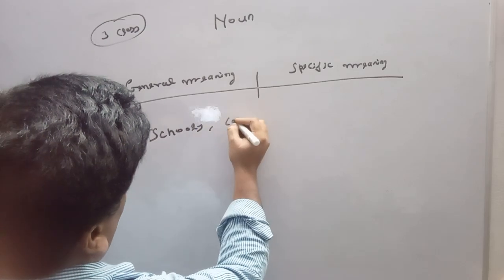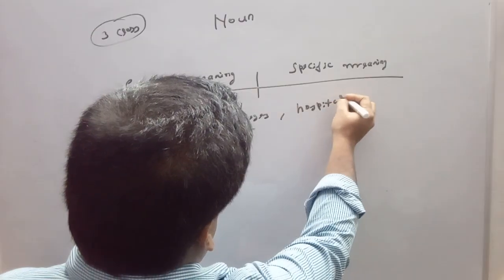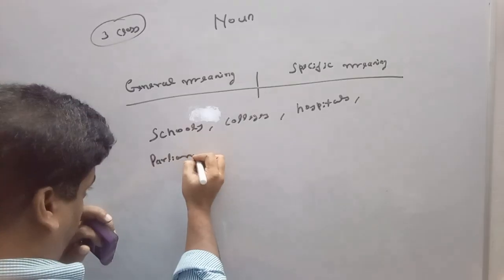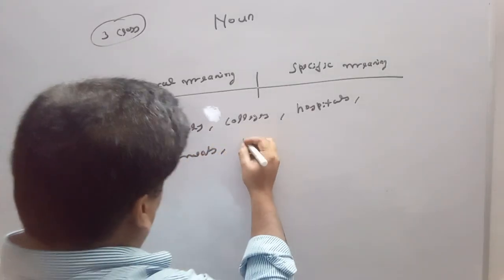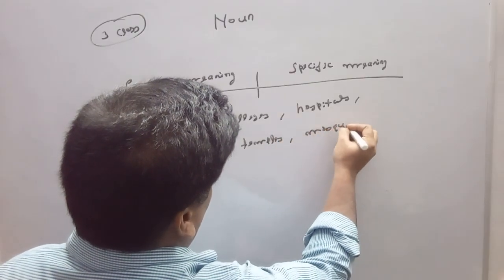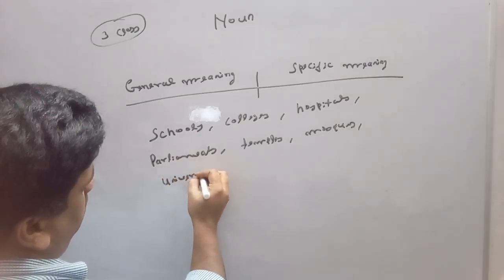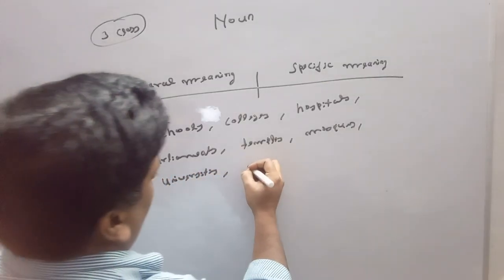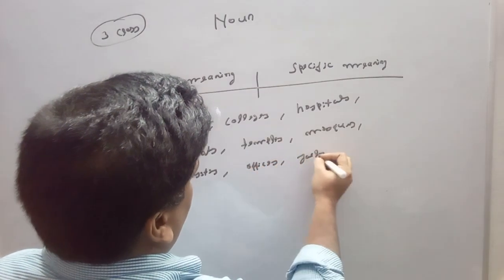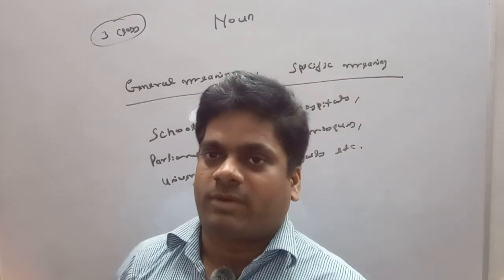Schools, colleges, hospitals, parliaments, temples, mosques, universities, offices, jails, etc. Places, any type of places, they may be any type of place.